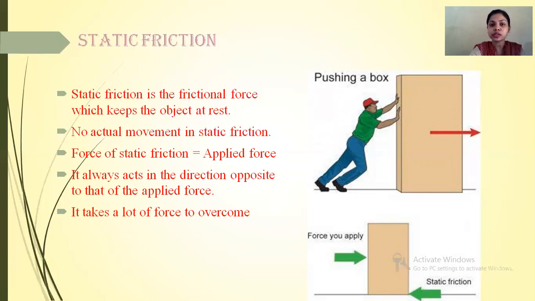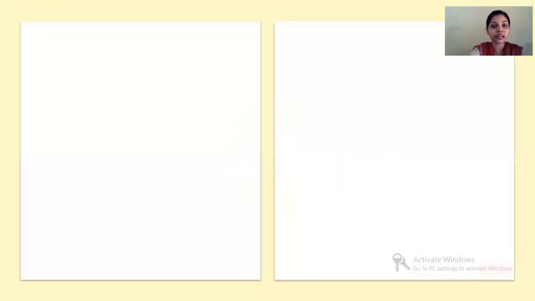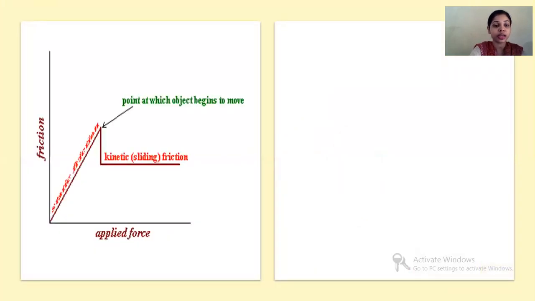But what happens after a few seconds if you continuously push the object with a greater force? Then after some time it starts moving, right? So exactly what happens with static friction? We will understand it with the help of this graph. Consider two axes. On the x-axis we take the applied force, meaning the force we give to the object, and on the y-axis we take the frictional force.